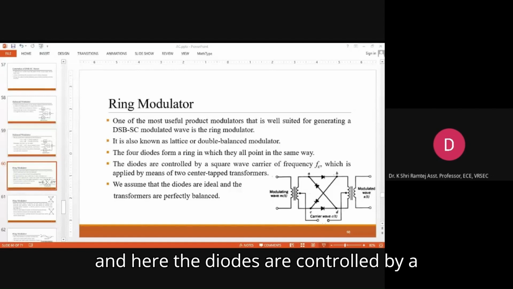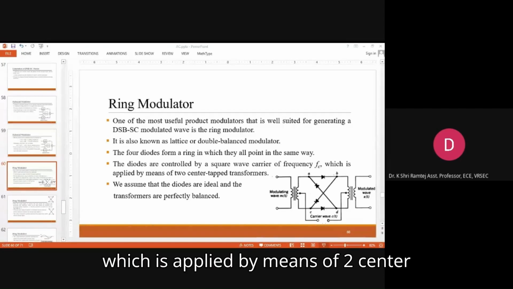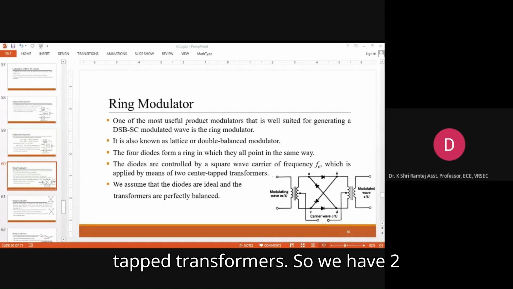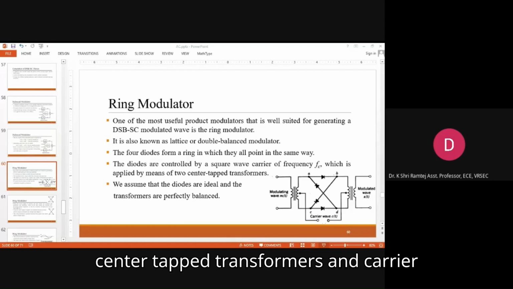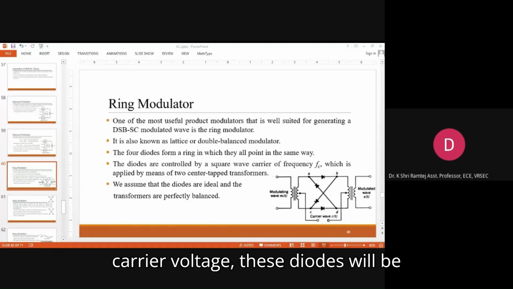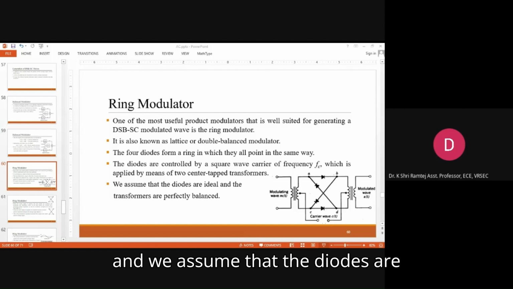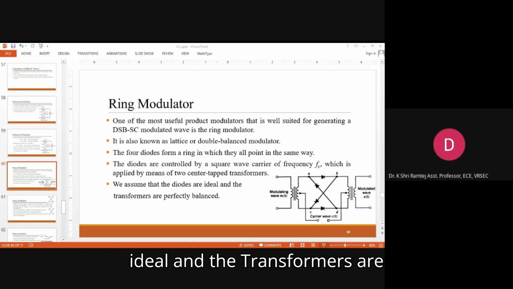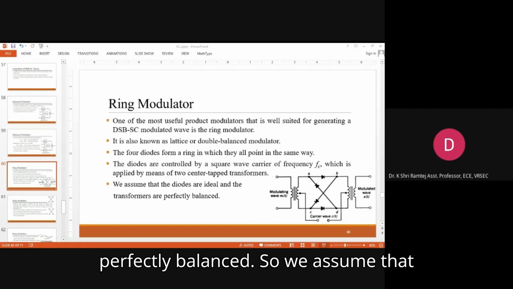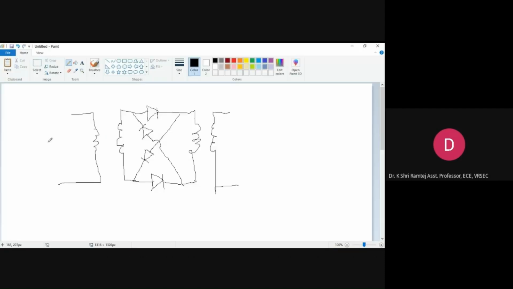Here the diodes are controlled by a square wave carrier of frequency fc, which is applied by means of 2 center tapped transformers. We have 2 center tapped transformers and the carrier wave is applied at these taps. Based on the carrier voltage, these diodes will be either forward biased or reverse biased. We assume that the diodes are ideal and the transformers are perfectly balanced. So we assume that these diodes have ideal characteristics. Here we will be giving the message signal as input.